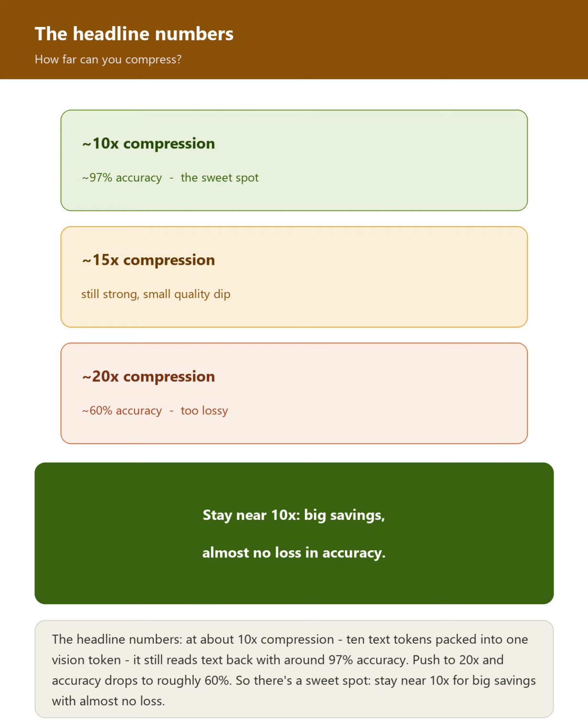Now the headline numbers, because they're the fun part. At about 10 times compression, meaning 10 text tokens packed into one vision token, the model still reads the text back with around 97% accuracy. Push it to 20 times compression and accuracy drops to roughly 60%. So there's a sweet spot. Stay near 10x and you get big savings with almost no loss.